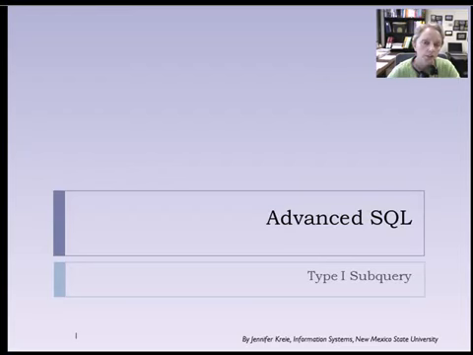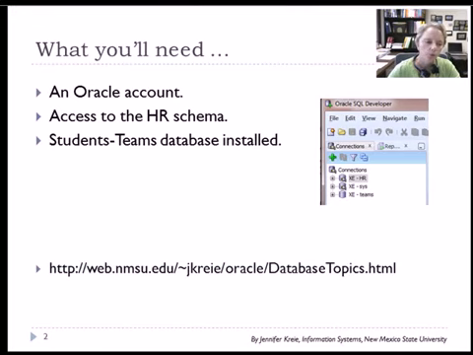In this video in the Advanced SQL series, we will look at the Type 1 subquery. But we will also see an example of using the upper function. There's also a lower function, and these are ways to evaluate text in a consistent manner for upper and lower case. And we will delete a record and then undo that deletion using a command called rollback. We'll be working with the HR schema, and we will also work with the student teams database.